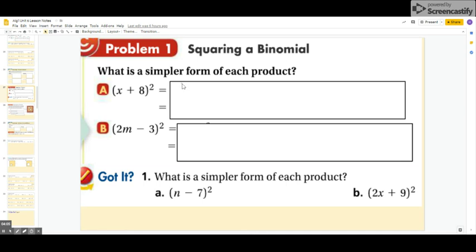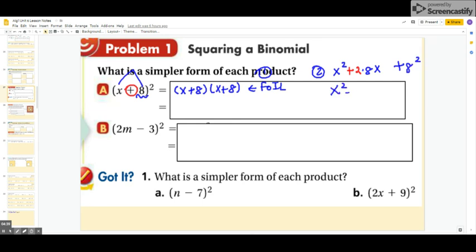Now, what's a simpler form of each product? So now we need to find the expanded form, which is x plus 8 and x plus 8. You may do FOIL. We have two choices, FOIL, or you may use a strategy that we just talked about in the previous slide. First term squared, and you multiply these two terms, 8x, and then you double it, and it's plus, so you keep it. And now we have 8, so 8 squared. So if you simplify it, it's going to be x squared plus 16x plus 64.